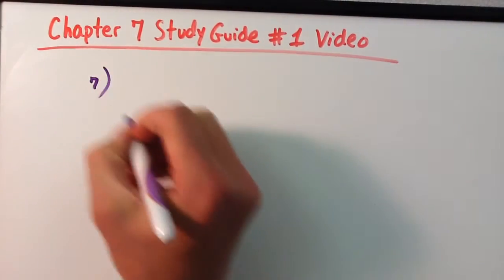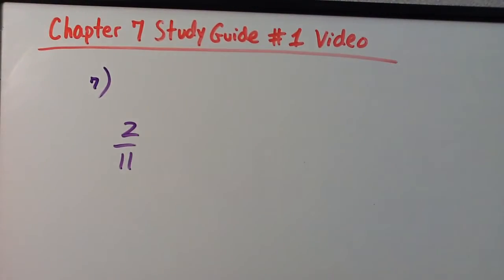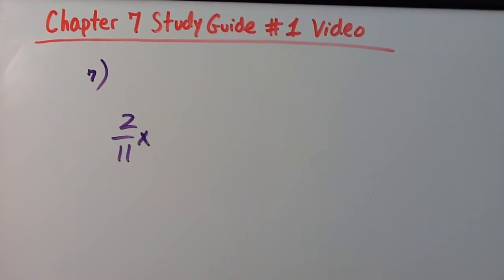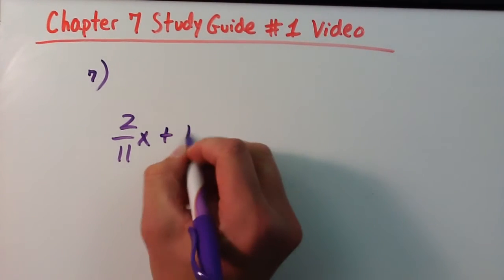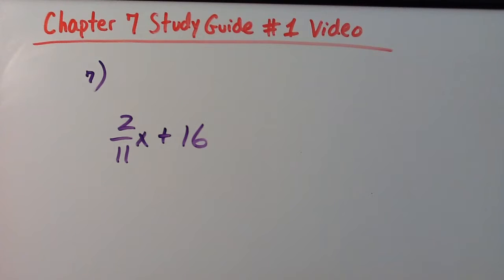So this is the fraction 2/11 times a number. Let's call the number x, right? 2/11 times some number, and I'm using my unknown, my variable, x here. So 2/11 x plus 16. That's what the problem says, right? 2/11 times the number x plus 16 is equal to, so I put my equal sign.